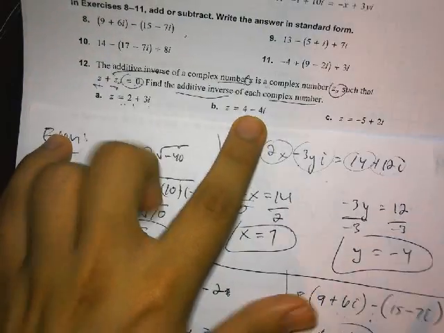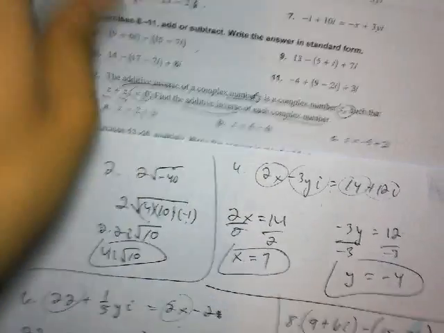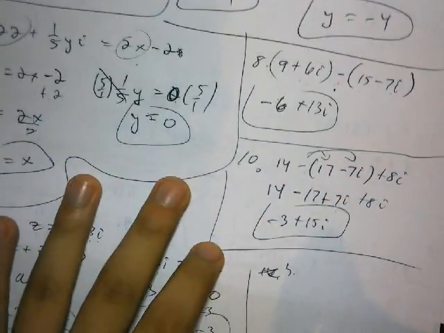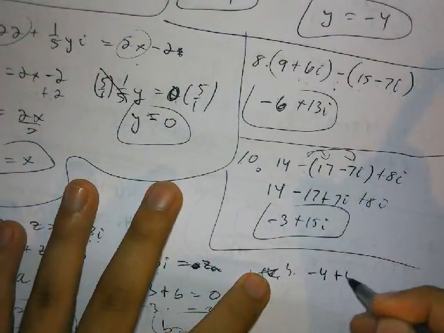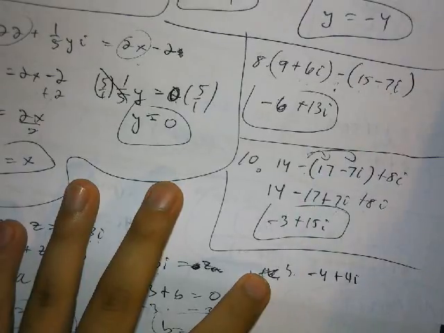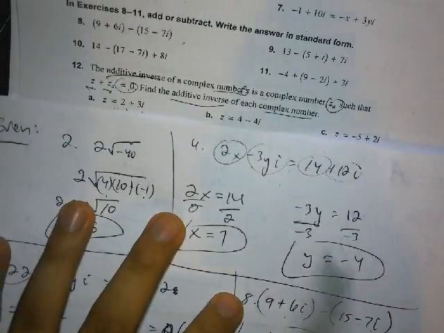So for part B, my answer should be negative 4 plus 4i. All I did there was just change the signs of these two.